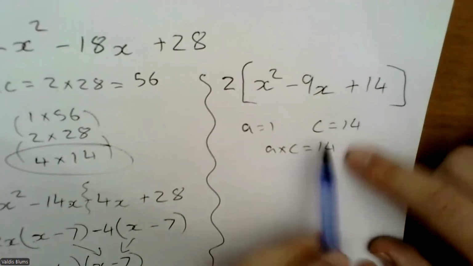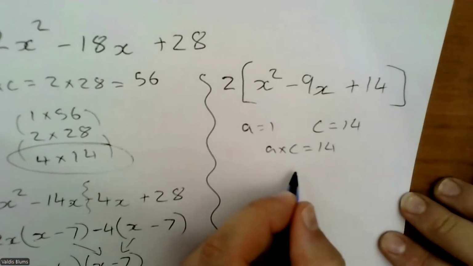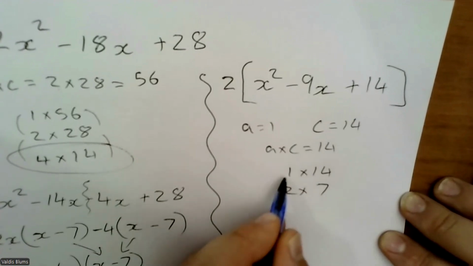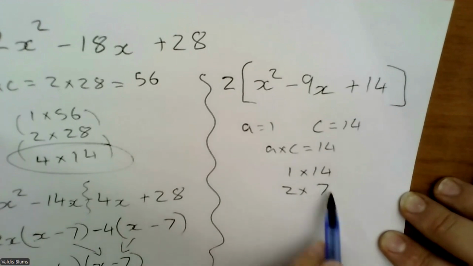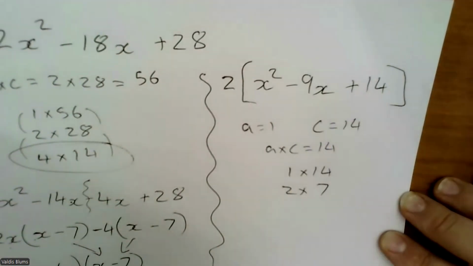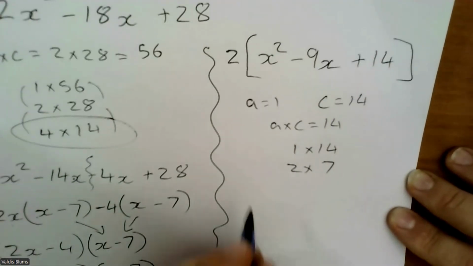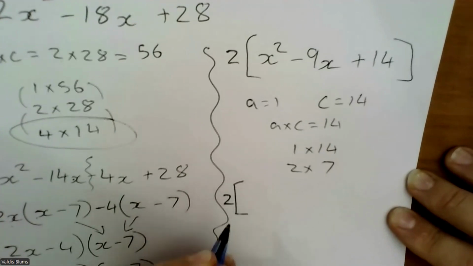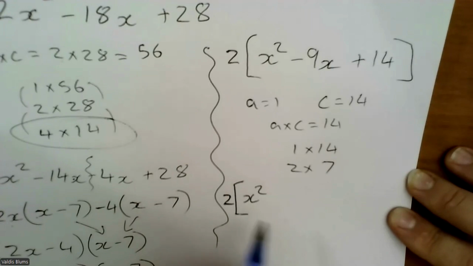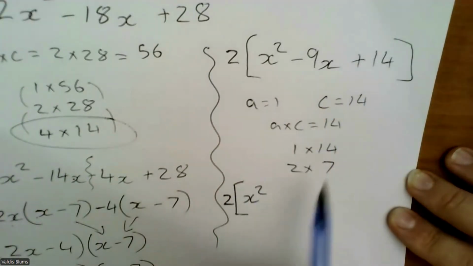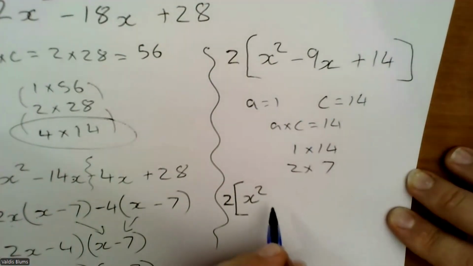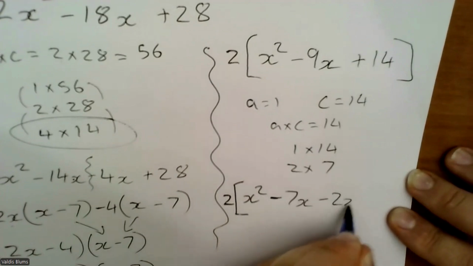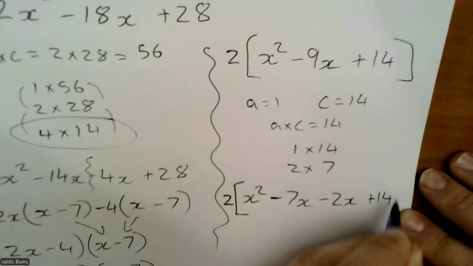What are the factors of 14 that add to 9? So you have 1 and 14, 2 and 7. So again, times by 2, divide by 2. So the 2 and 7 work. That adds to 9. So we have 2 x squared. So rewriting everything except this middle term is going to be decomposed into a negative 7x minus 2x plus 14.